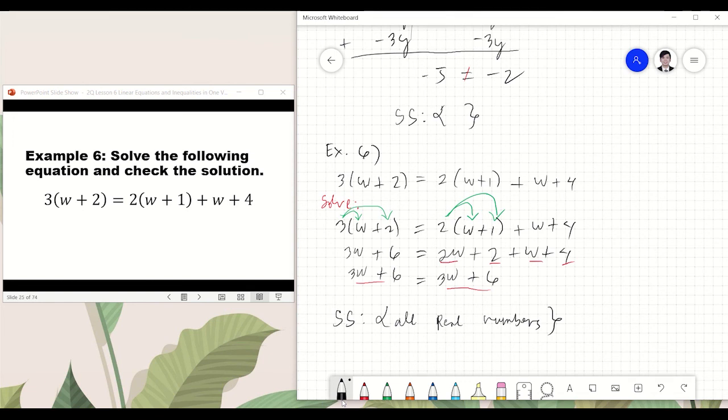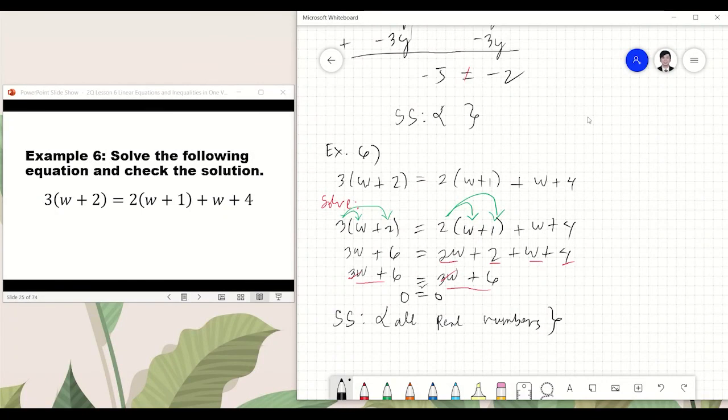Okay? So, kapag magkapareho sila, it's actually the left side and the right side. So, makakancel out yung 3W. Kasi pag mag-add tayo ng negative 3W sa left at saka right, magiging 0 yon. Kapag mag-a-add naman tayo ng negative 6 sa both sides, magiging 0 din. So, magiging 0 is equal to 0. So, kapag pareho talaga sila, tulad nito, ibig sabihin nito, lahat ng real numbers pwedeng ipalit sa ating variable na W.